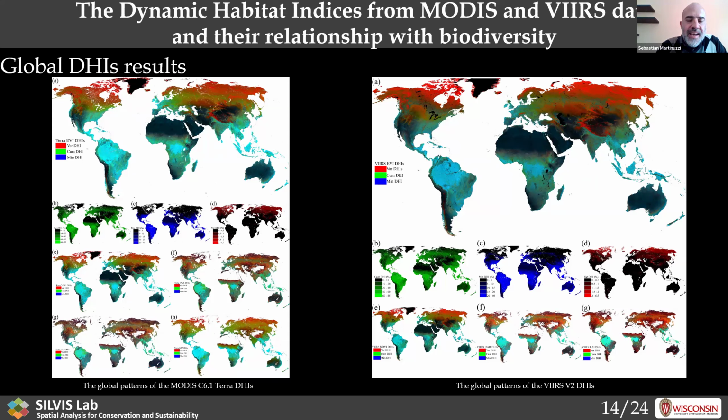And can I add one from my perspective? These are also 500-meter pixels, so maybe the pixel size is not ideal to look into urban areas, right?